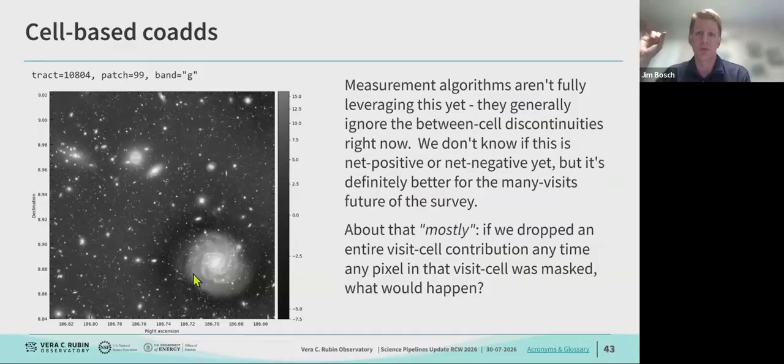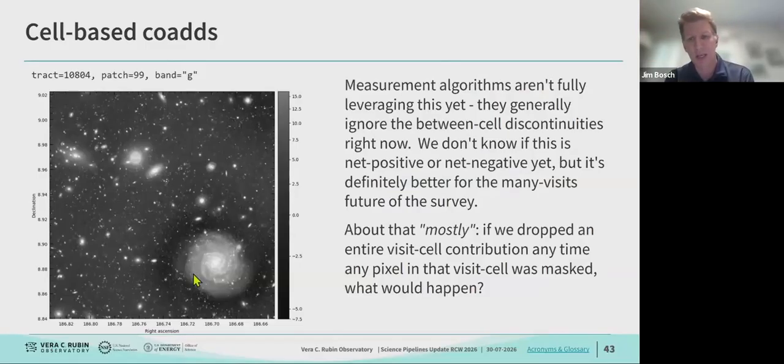We do whole cell inclusion or rejection for chip gaps and boundaries of detectors, but we don't do whole cell rejection for all of our mask planes because we would just lose too much area, especially in places where the masks are related to what's going on in the sky, not what's going on in the detector. And so we have mask planes to capture that. I won't go into more detail right now.